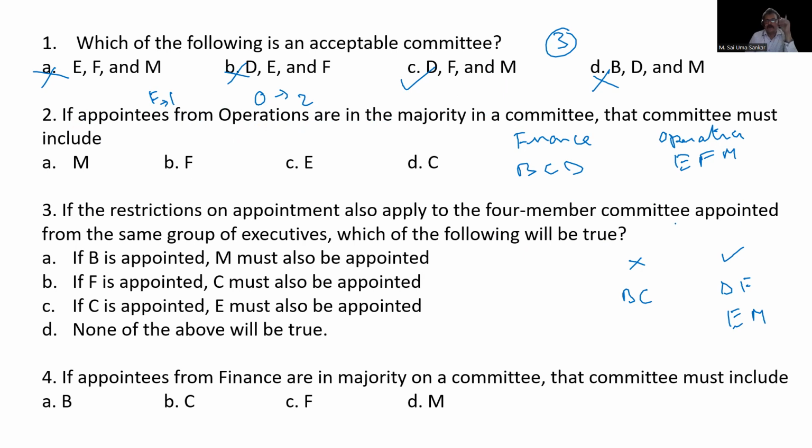Now look, in EFM, if E is appointed, M must be appointed. Okay, if E is not appointed, can FM be appointed? If FM is appointed, then D is appointed there. Here if you observe, just change the colors, right? If E is appointed, M must be appointed. If E is not appointed, then what happened? FM must be appointed or not. Right. EM, FM is possible.